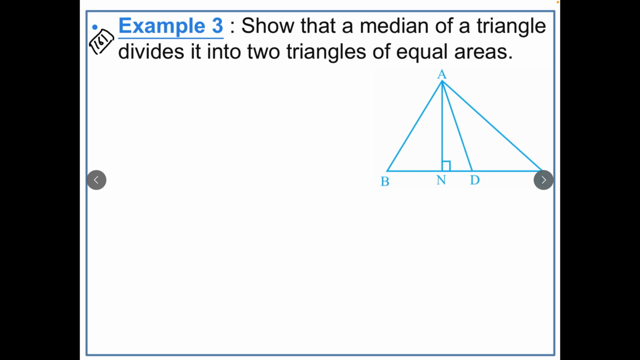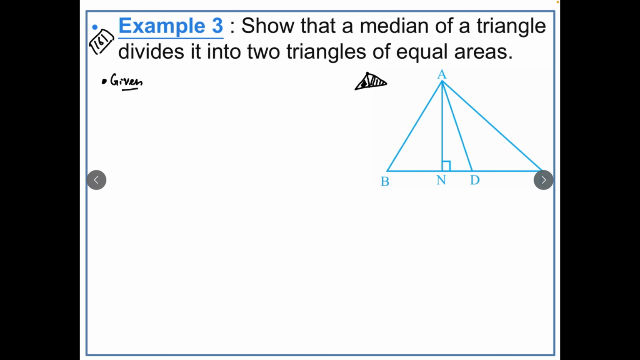Okay, that means if we have a triangle, let's say this one, and we are drawing one of its medians, we have to prove that the 2 triangles formed by this median are equal in area. We have to prove that the area of this triangle is equal to this triangle. Okay, that's what we have to prove here. So let's start. First we'll write the given.